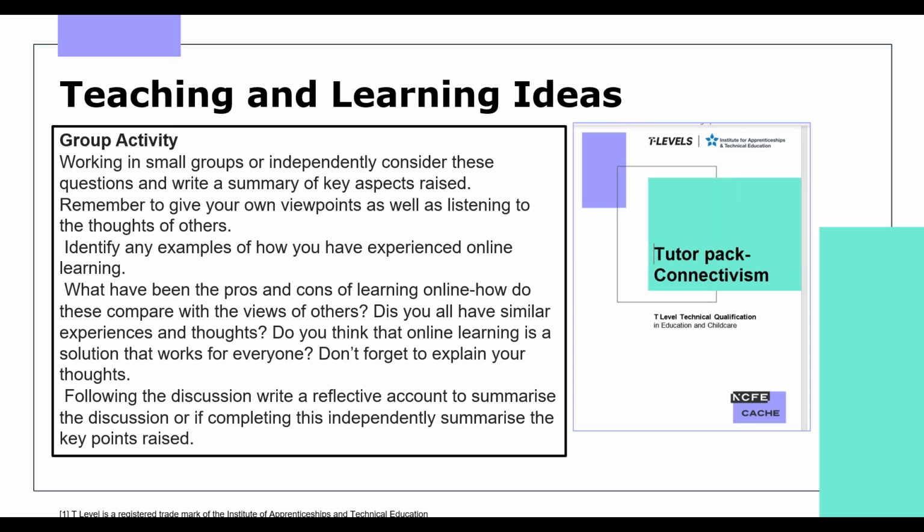Identify any examples of how you've experienced online learning. What have been the pros and cons of learning online, and how do these compare with the views of others? Did you all have similar experiences and thoughts? Do you think that online learning is a solution that works for everyone? Don't forget to explain your thoughts. Following the discussion, write a reflective account to summarise the discussion, or if completing this independently, summarise the key points raised.